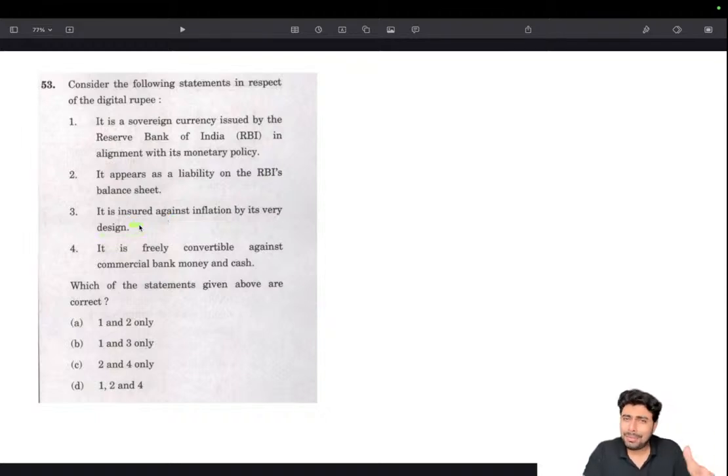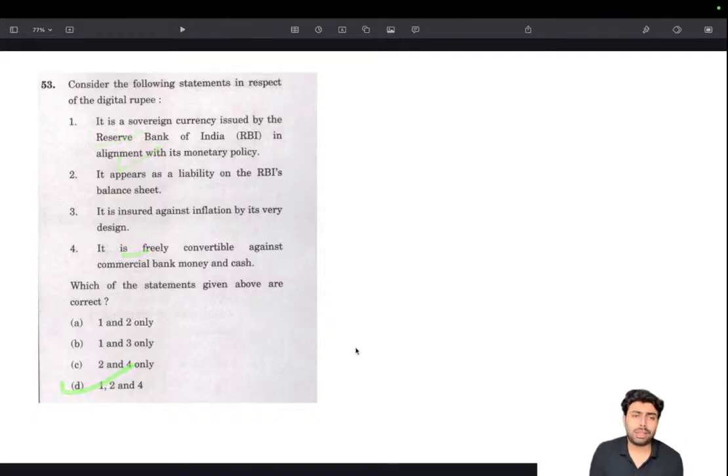This could be a case if it's linked to something, or if it's a cryptocurrency deriving value from gold or something. But that's not entirely the case. This is entirely a digital rupee, basically rupee in a digital format. So if the rupee is not insured against inflation, this won't be insured against inflation. So that's gone. It is freely convertible against commercial bank money and cash. That's true. This is a basic fact. This is digital rupee, so obviously it should be able to be converted into normal money and cash. That should be there. So 1, 2 and 4. So that's the answer, D.